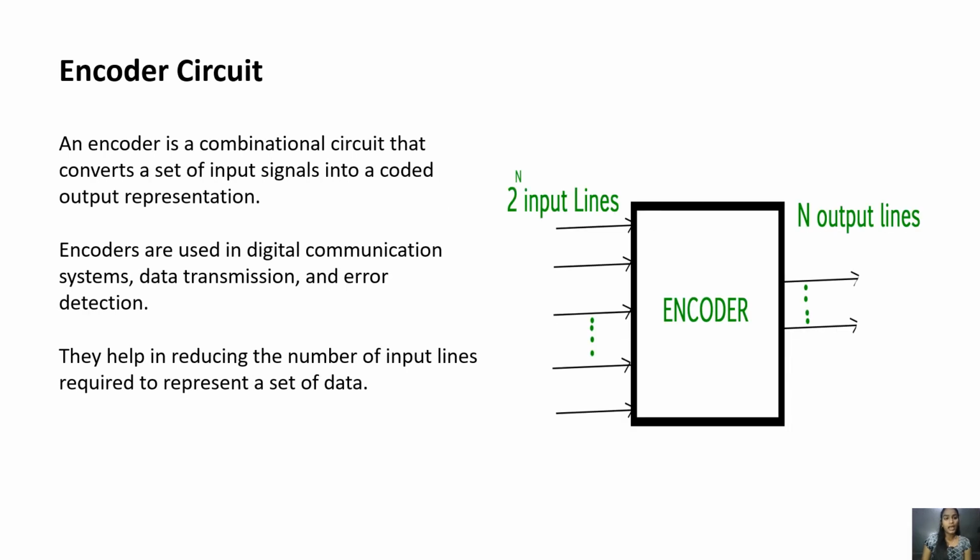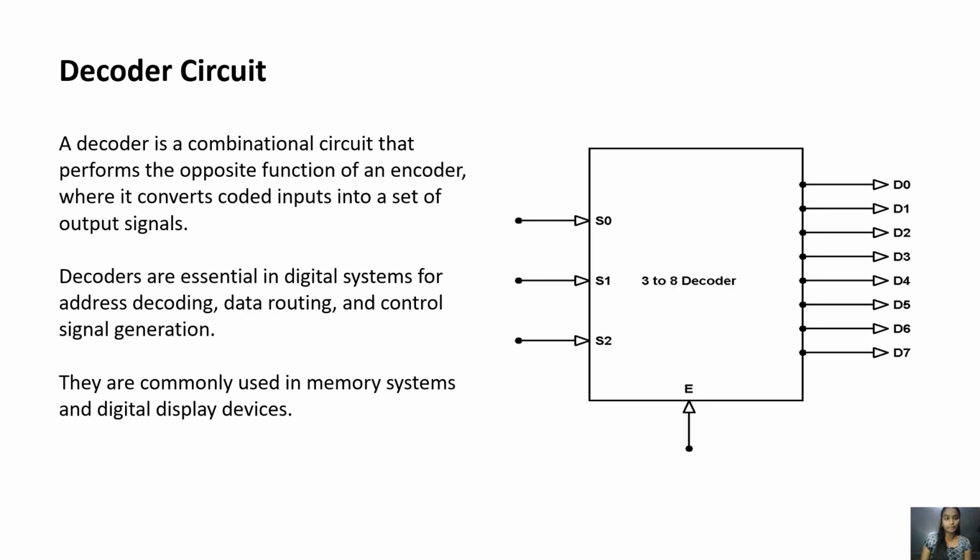Encoder circuit. An encoder is a combinational circuit that converts a set of single signals into a coded output representation. Encoders are used in digital communication systems, data transmission, and error detection. They help in reducing the number of input lines required to represent a set of data.